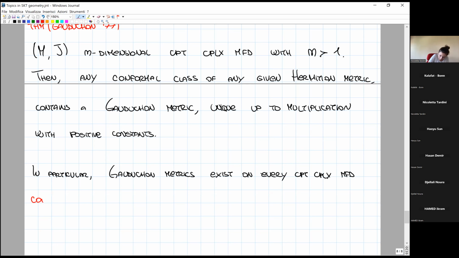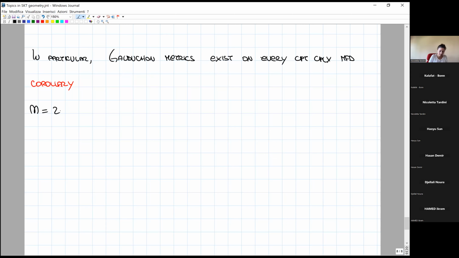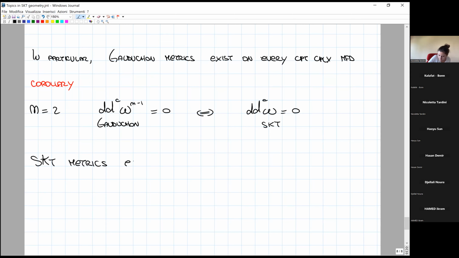So, why am I telling you this? Because as a corollary, if you take n equal to three, the Gauduchon condition, dd^c omega^(n-1) being zero, is equivalent to saying dd^c omega equals zero. But this is the SKT condition. These are SKT metrics. So what does it mean? It means that SKT metrics exist on every compact complex surface. Okay, so in dimension two, the Gauduchon condition is equivalent to the SKT condition, so they always exist.